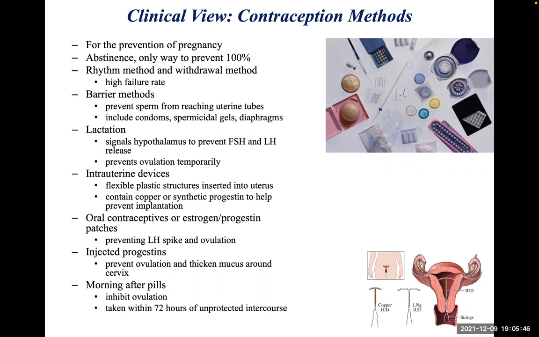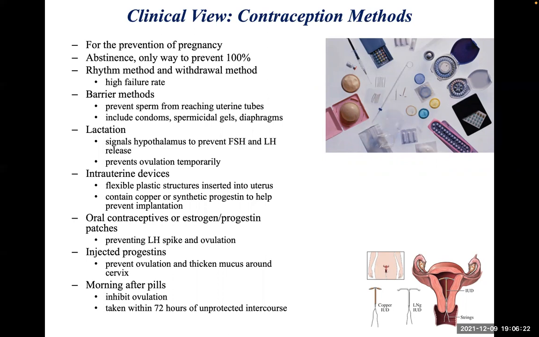Same thing with the rhythm method or the pull-out method. You have to be on top of your game for those to work, and even if you are, they're not reliable because there are always anomalies. Even if you track your cycle and can, with relative certainty, predict when you're ovulating, there will be months in which you have an anomalous ovulatory cycle, and you might ovulate when you don't expect to.